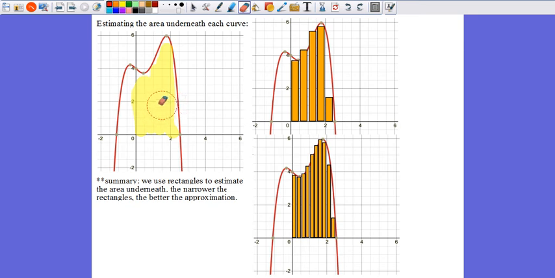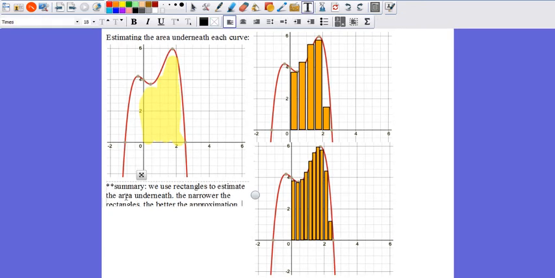So long story short, the more rectangles we draw that are narrower underneath this yellow region, the closer we get to a better approximation of this yellow area. That is the key point that I want to drive home.